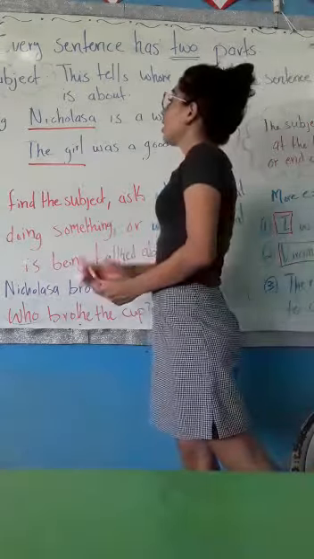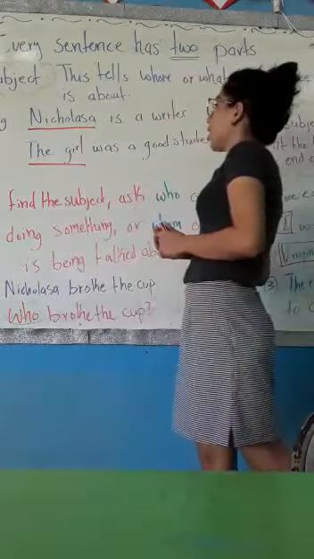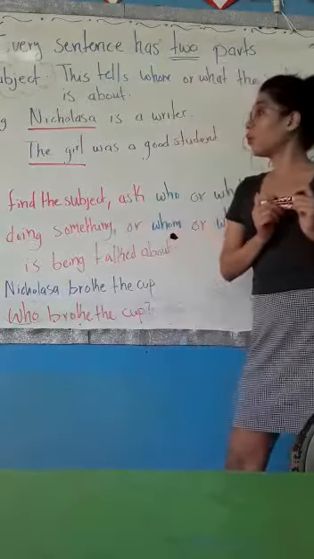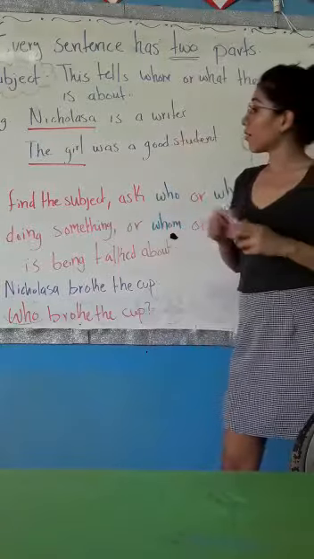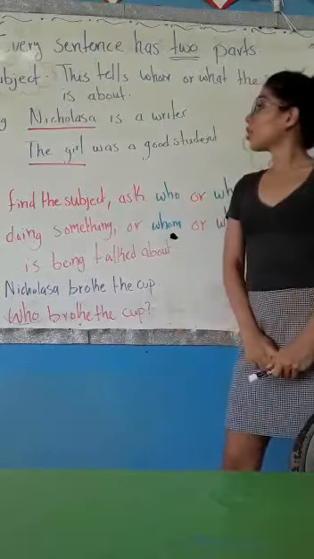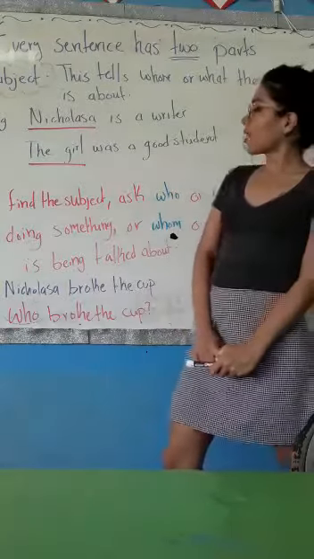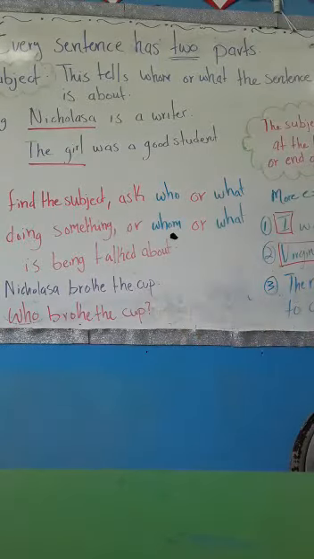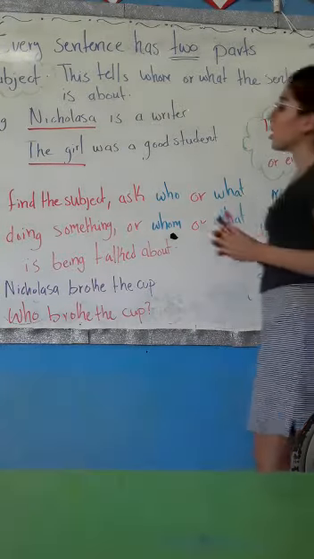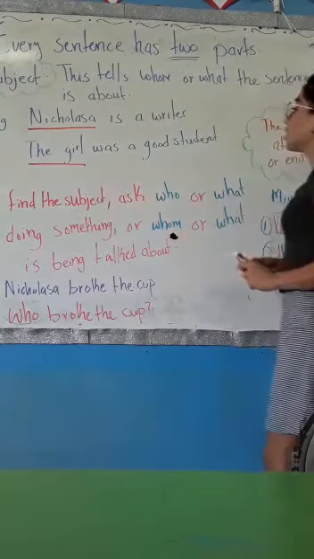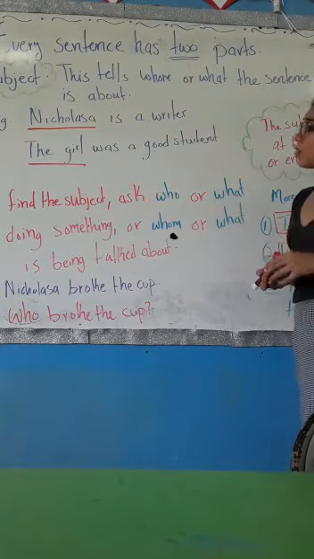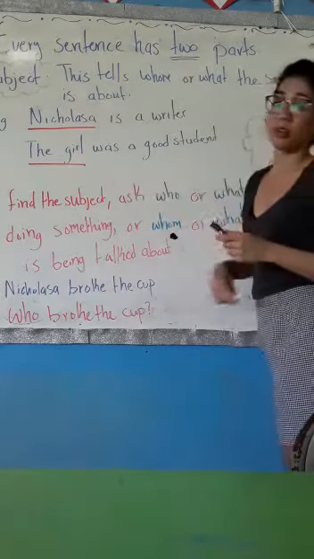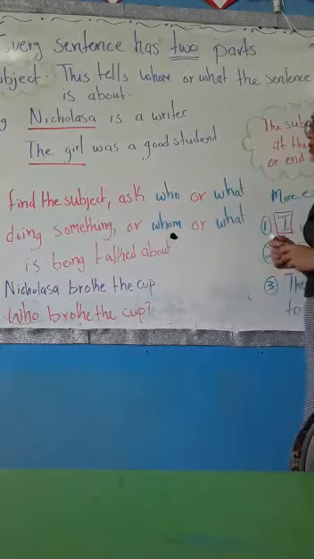The first one, Nicolasa is a writer. Now we want to know who or what the sentence is talking about. And we have our subject right here. Nicolasa, we're talking about Nicolasa being a writer. So she is the subject of the sentence. We have another example here. The girl was a good student. Now who are we talking about? What is the sentence about? It's talking about a girl, the girl, who is a good student.